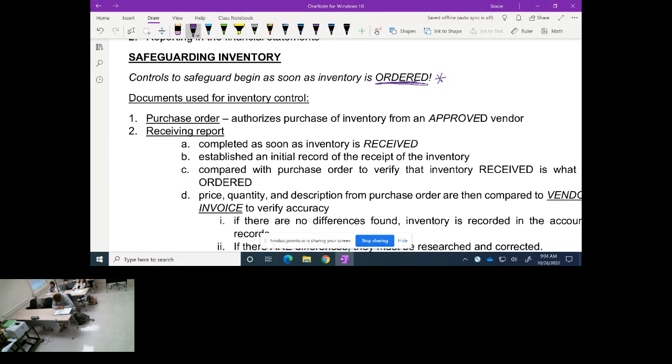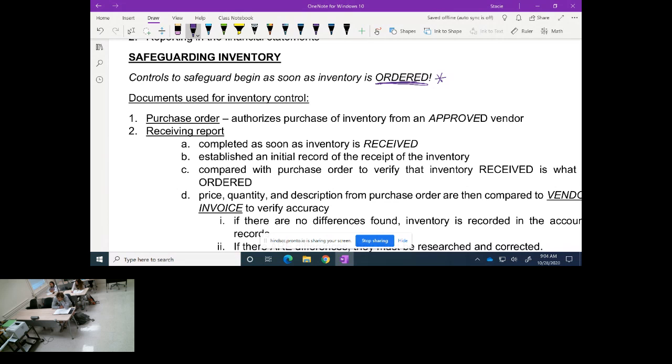If you're in a larger company, you're going to have an approved vendor list. Even in a small company, there are certain vendors that have been vetted, they're okay to order from. There are certain vendors you don't want to order from. Maybe you've had trouble in the past. They're slow to deliver, they deliver the wrong stuff, whatever. So you want to stick to an approved vendor list, and a purchase order authorizes the purchase of inventory.